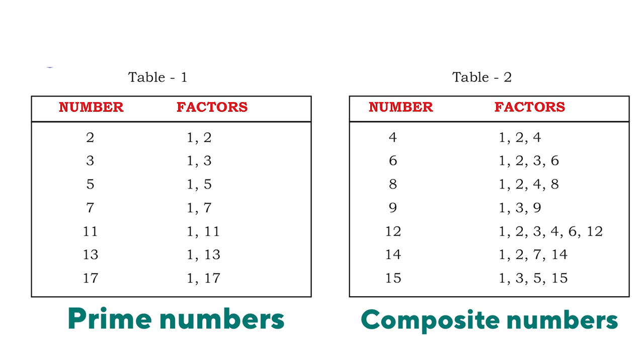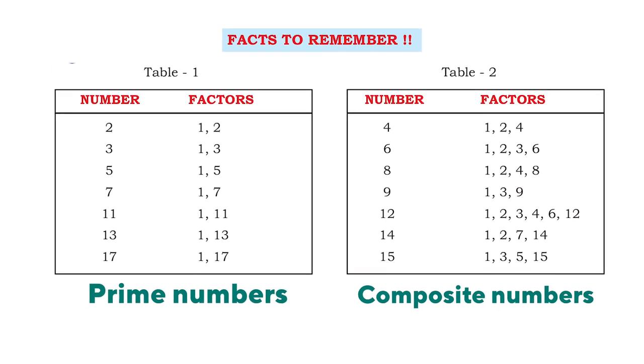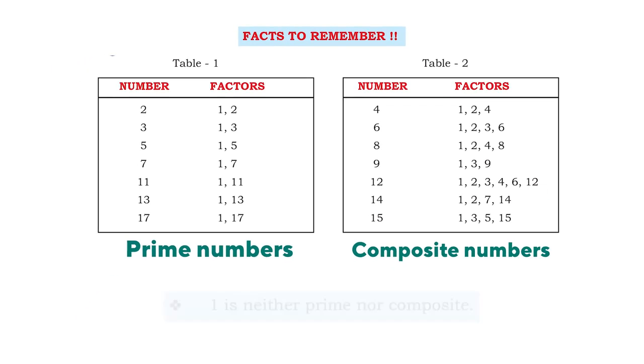Very good. Let's learn a few facts about prime and composite numbers. If you observe the table, you will find that there is no number 1. So 1 is neither prime nor composite. That is your fact 1. How about fact 2? Notice both the tables.